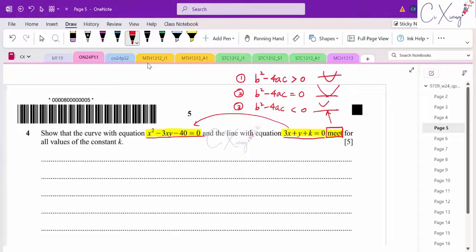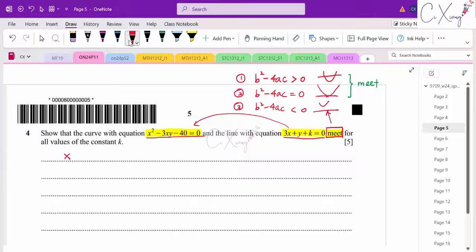Okay, so now they want to show that they meet for all values of the constant k. Meet belongs to these 2 cases. Okay, meet means that they intersect each other, so it belongs to these 2 cases, and we are going to figure out, is it true that this happened for all the values of k? Right, so we'll start here.